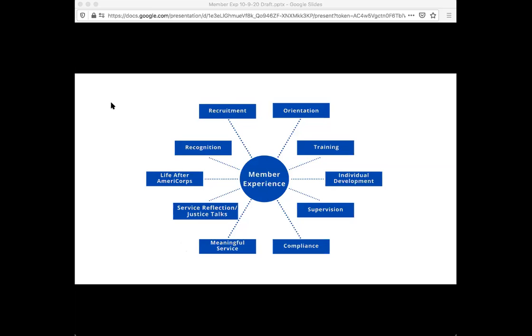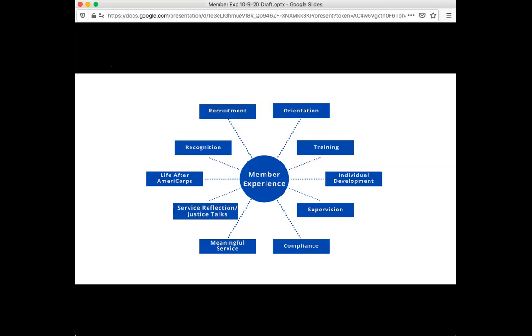Now, members are also expecting to have meaningful service in the work they do to engage them. And so figuring out what that is. A member does not want to spend an entire year at the copying machine. So figure out how to build in work that is of service and engages the member in that service.